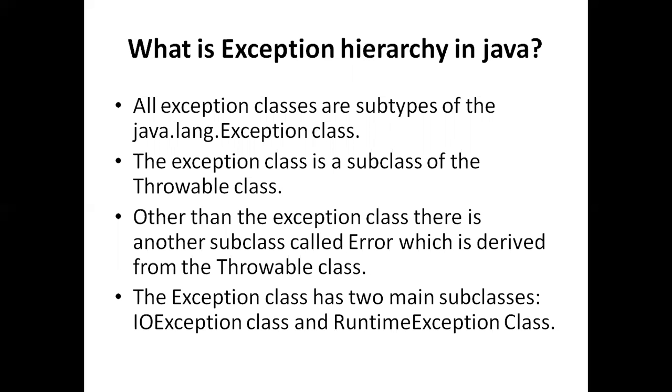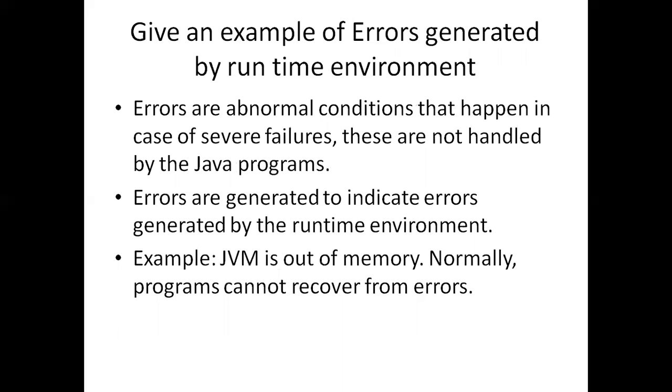Now, what is exception hierarchy in Java? Exception classes are subtypes of java.lang.Exception class. The Exception class is a subclass of Throwable class. Now, other than Exception class, there is also another subclass called Error, which is again derived from the Throwable class. An Exception class has two main subclasses: IOException class and RuntimeException class.